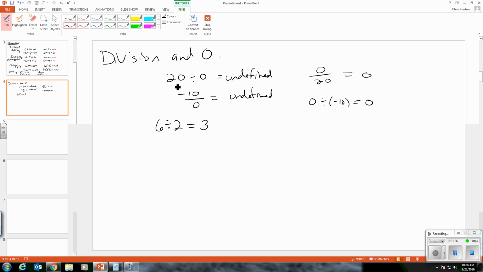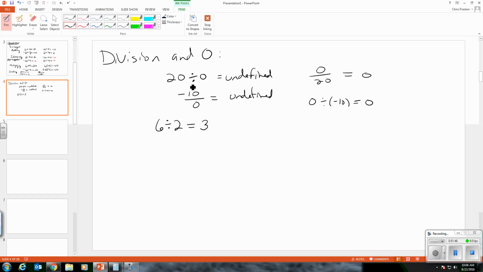But what does it mean for me to say I have 20 and I want to make sets of size 0? How many can I make? Well, that doesn't really make sense if you think about it. How do I make a set of size 0? The answer is I can make as many as I want. It's not a clear answer.